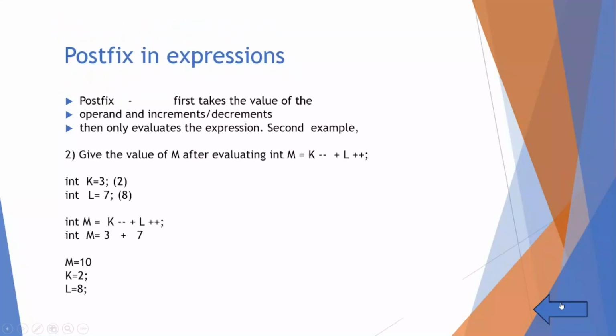Another example, postfix only. k minus minus is post decrement, l plus plus is post increment. k is 3, l is 7 initially. k minus minus: first take the value 3 and then decrement, that became 2. l plus plus, post: take the value 7 and then increment. m would be 7 plus 3, 10. k would be 2, l would be 8. This is about postfix.